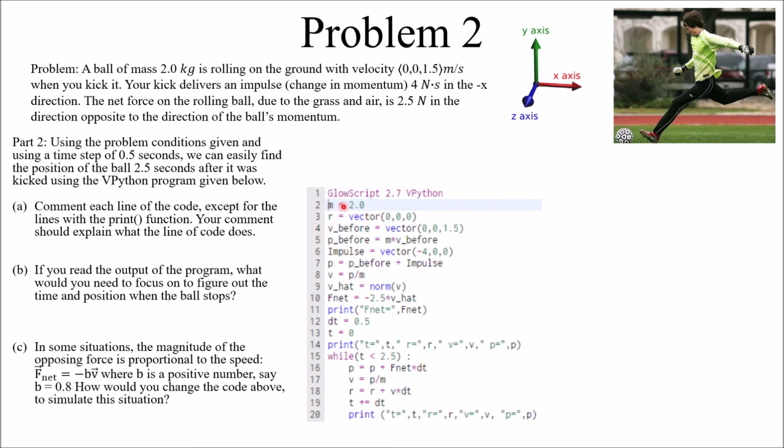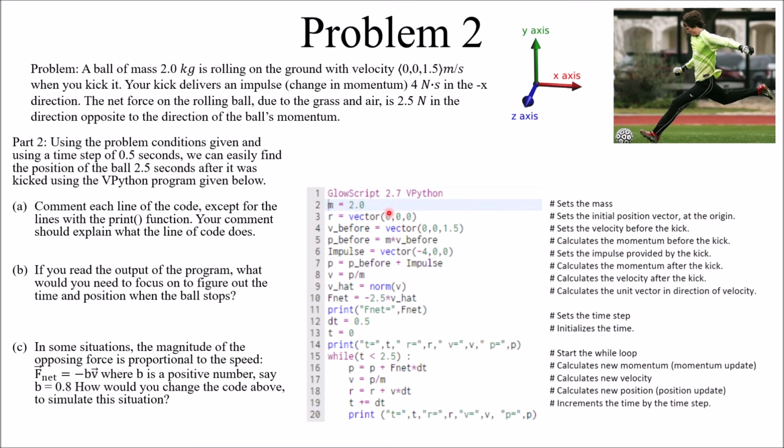If we look at these lines of code, we can see that the first line that we care about just sets the mass equal to 2. So you're just defining your variables. The second line of code sets your initial position vector at the origin.